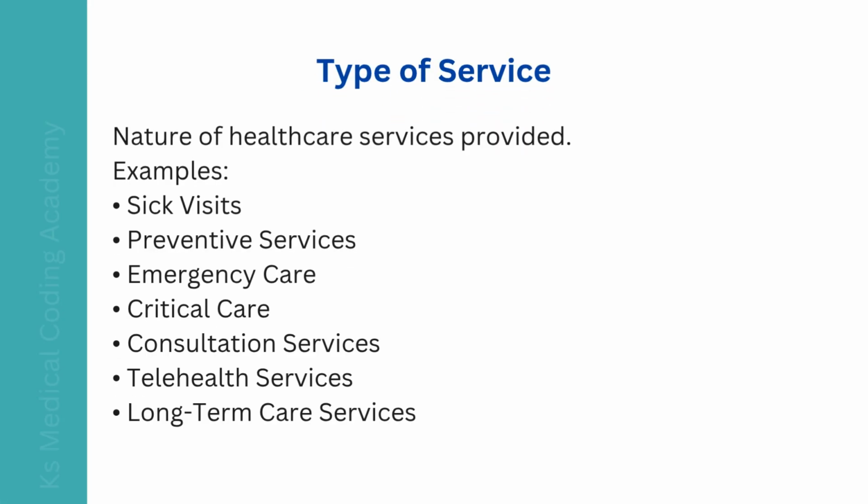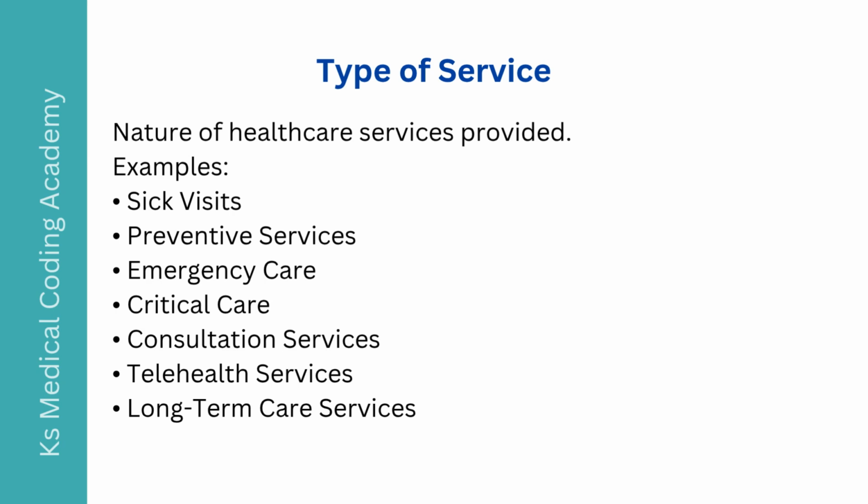The second coding element is the type of service. This describes the purpose and nature of the patient encounter. A preventive visit differs from a problem-focused sick visit. Likewise, emergency care and critical care services have their own unique requirements and code ranges. Coders must identify the type of service before assigning an EM code.